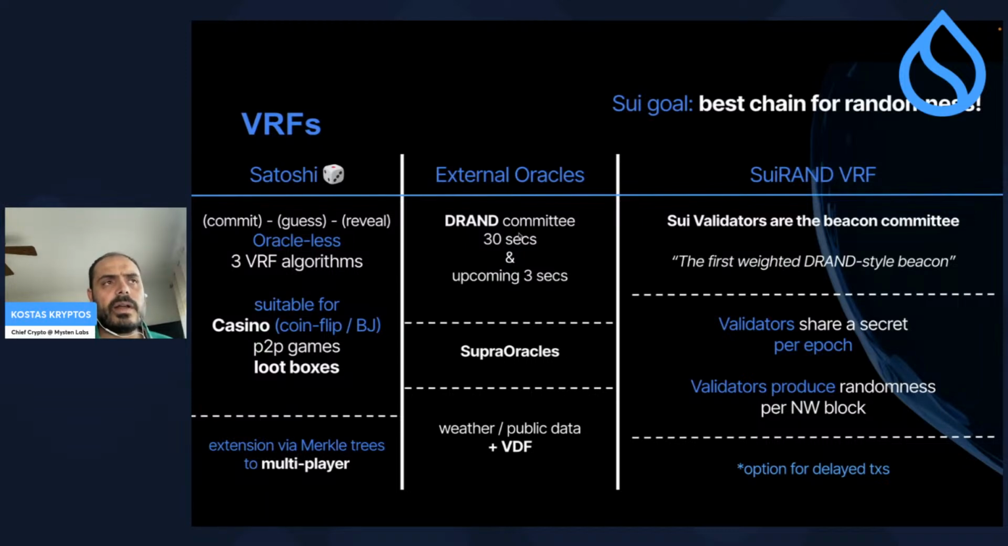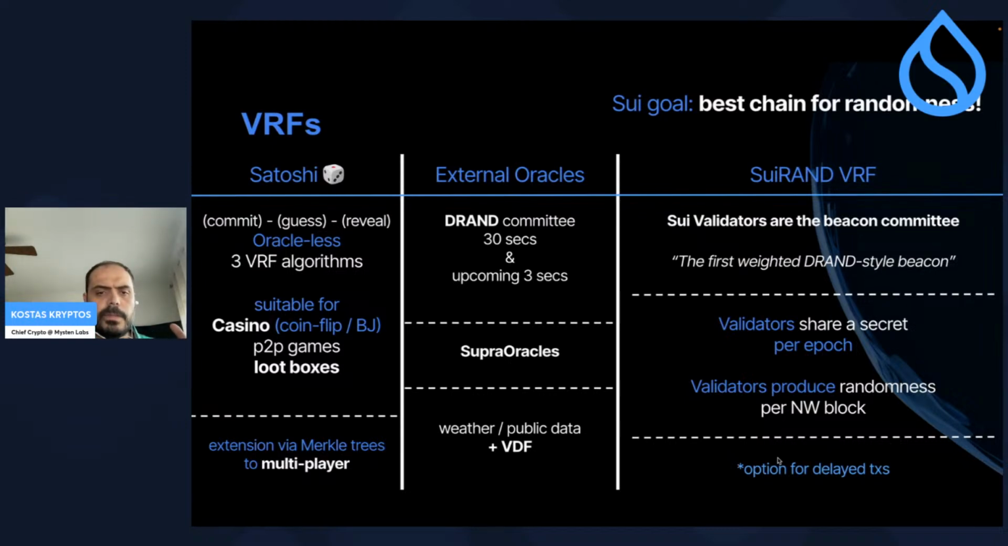The other is external oracles. As I explained before, we support DRAND. You can also do Supra oracles. And as I said, with VDFs, very soon you will be able to use weather or other public data like the closing prices of the stock market, plus a VDF, some delay function, to run a big lottery, like a national lottery. And by the end of the year, we're going to have SUI-RAND.